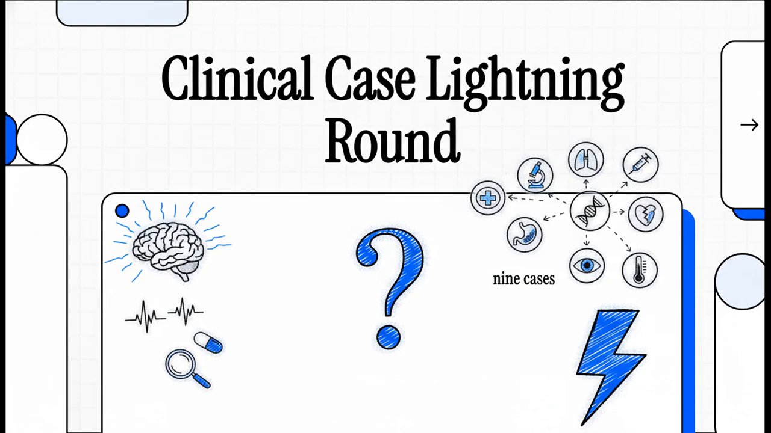All right, welcome back. Today we're doing something a little different, a clinical case lightning round. We've got 9 cases lined up, back to back. I'm going to give you the clues, you make the call. Think you're up for it? Let's see how you do.